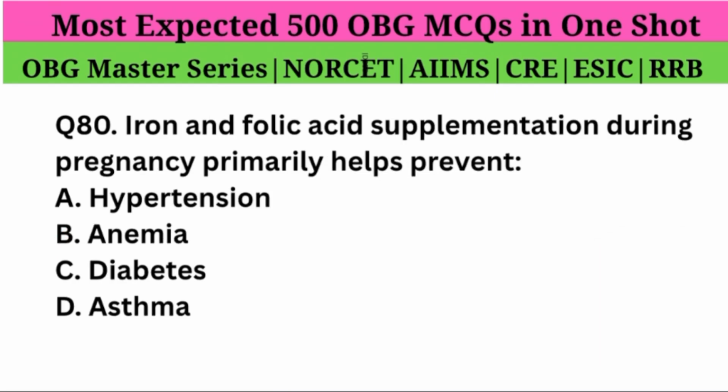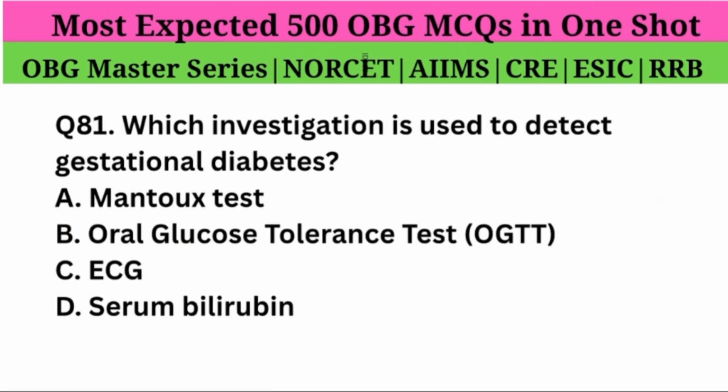Next question, iron and folic acid supplementation during pregnancy primarily helps to prevent. Your correct option is option B, anemia. Next question, which investigation is used to detect gestational diabetes? Your correct option is option B, OGTT test or oral glucose tolerance test.